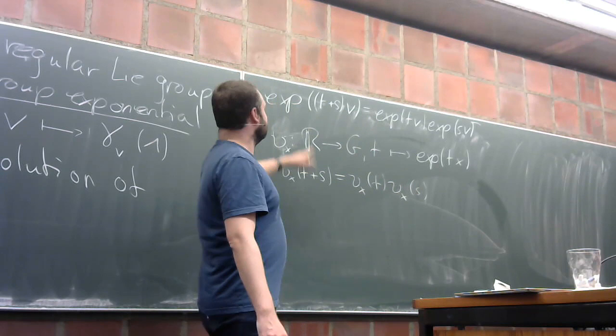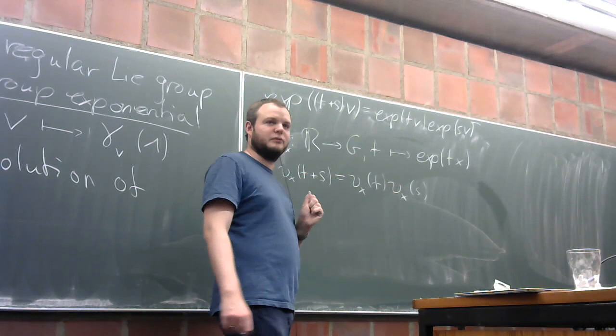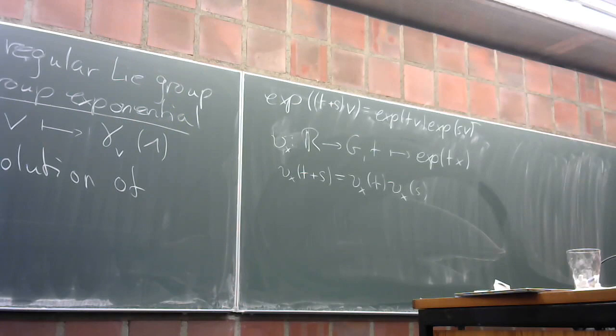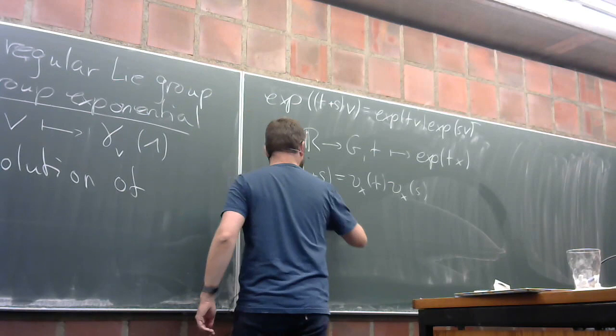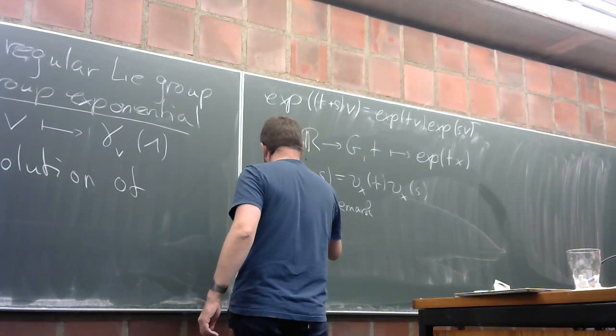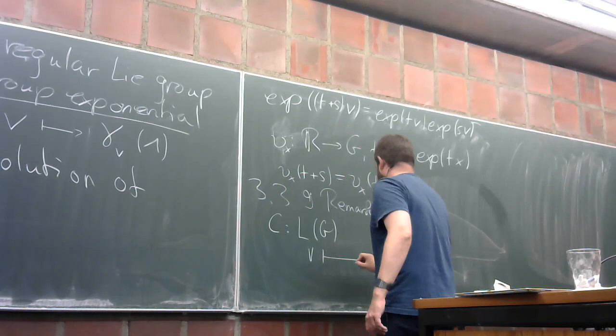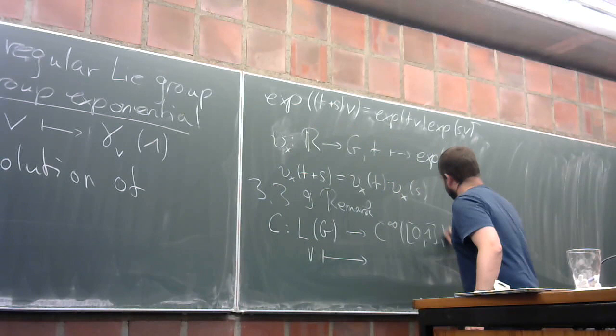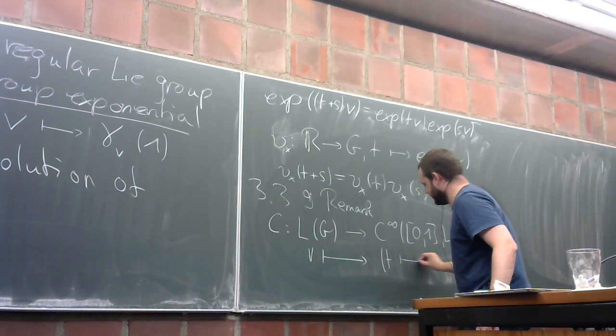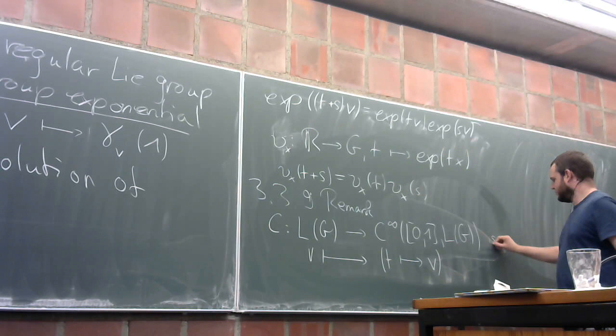So the exponential mapping generates all these one parameter subgroups. Actually, I'm quoting another result which I haven't proved yet, but okay. Let me just give you one remark. We have defined this x here from the Lie algebra, mapping v to the solution of this differential equation. Since we have regularity, we fortunately know already that this is a smooth mapping. So this is the remark. The mapping c takes a vector in the Lie algebra and maps it into the smooth functions from 0 to 1 with values in the Lie algebra, to the constant function which only takes this one value. This is continuous linear.